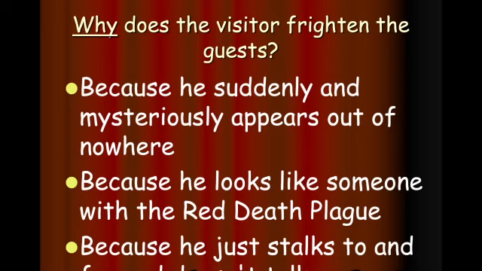And then we get to the visitor, and the visitor frightens the guests. Well, why? Remember, Prospero had built this little world amongst himself, and he thought he could make his own world, and he's going to keep the Red Death out. Well, because the visitor suddenly and mysteriously appears out of nowhere, Prospero had planned everything. He decided which guests were coming in. He decided how to decorate his rooms. All of a sudden, there's this visitor who just mysteriously appears out of nowhere. It's going to be frightening for everybody.